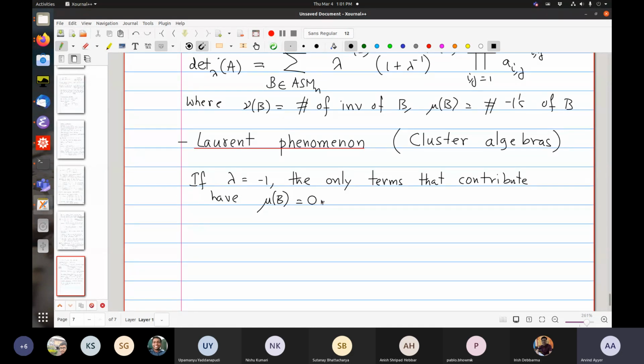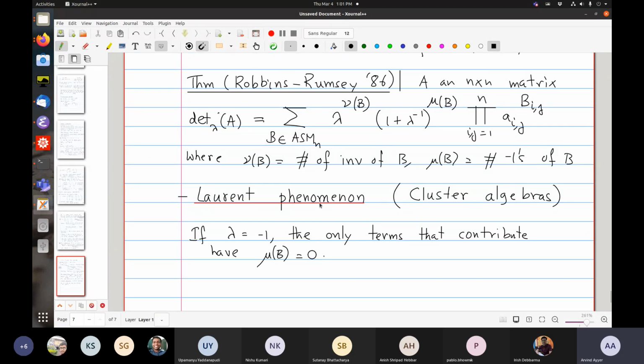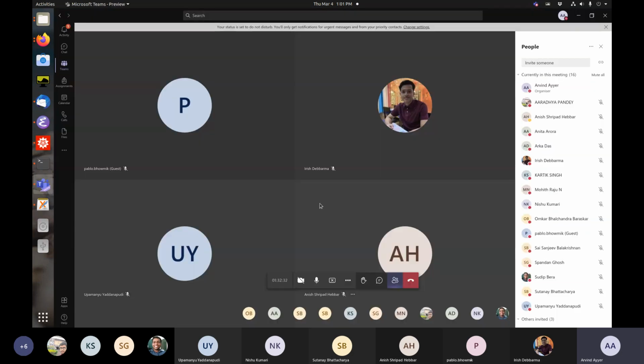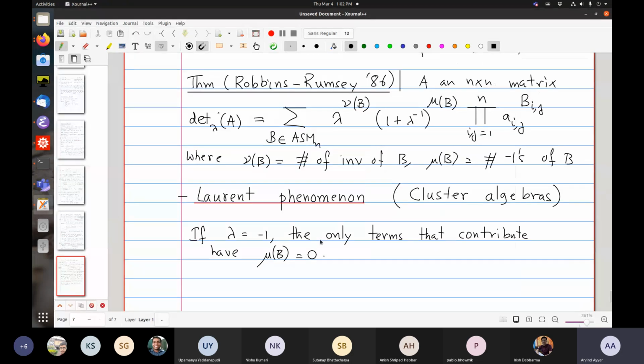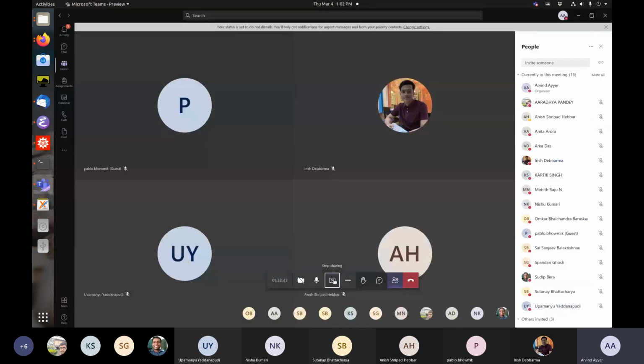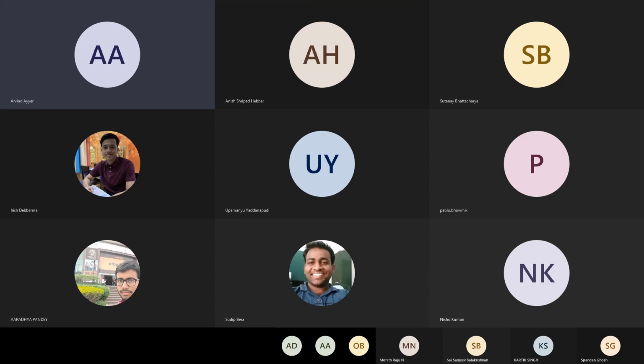Okay. So any questions about this? Okay, I'm going a little slow. I wanted to program the lambda determinant, but I guess that'll have to wait. If there are no questions, I'll stop recording.